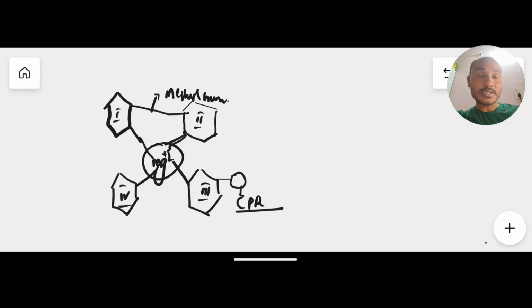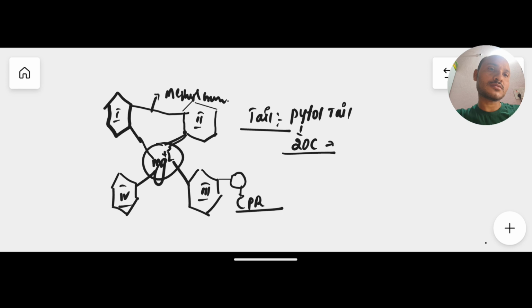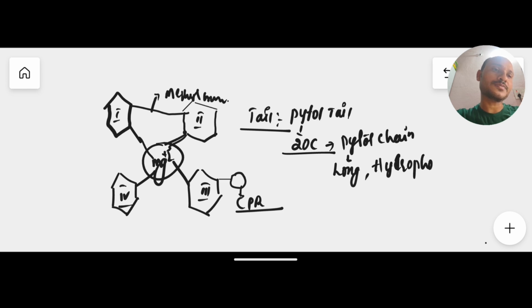Now coming to the tail part. The tail is also called the phytol tail, and it is made up of 20 carbons. They are formed in a chain, hence it is called the phytol chain structure. It is long and hydrophobic in nature. Here, the head is hydrophilic in nature, and in the head part the pyrrole ring is hydrophilic. In the tail part, it is hydrophobic in nature. Hydrophobic means water fearing nature, meaning they don't allow water.